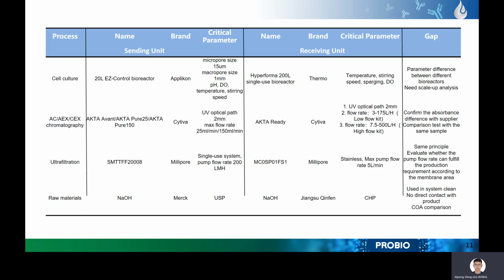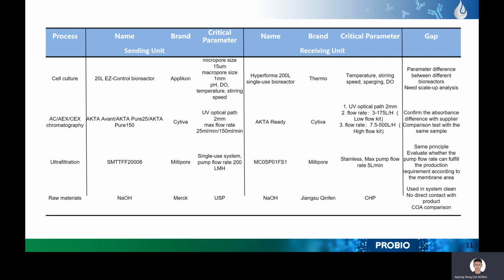It can be treated as a high risk because the CQA of the product may be affected. So when scaling up, we need to consider the gas strategy and the mass transfer. For the chromatography system, different light paths and flow rate should be considered, and this can be treated as medium risk, since they only affect the recovery rate. Many people have different kinds of ultrafiltration system, but they have the same principle, and the flow rate is the only key point that should be considered. So we can take it as a low risk.